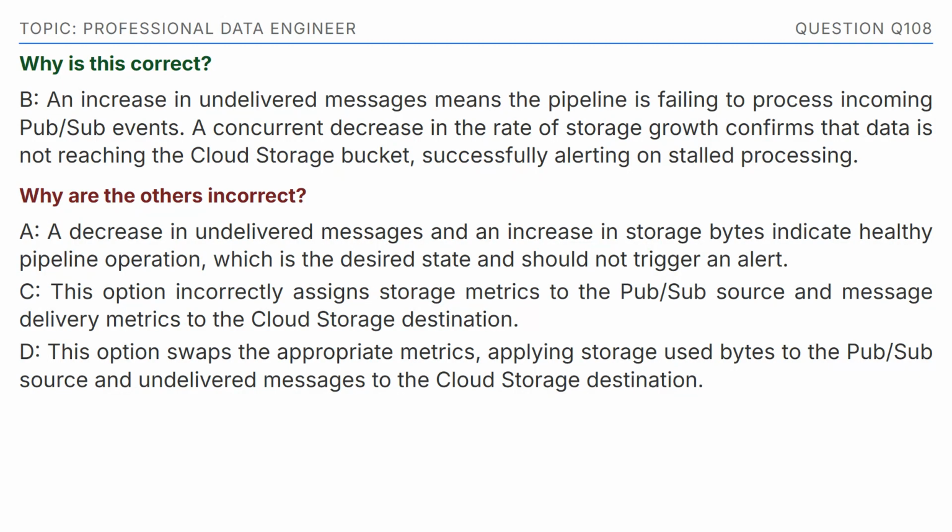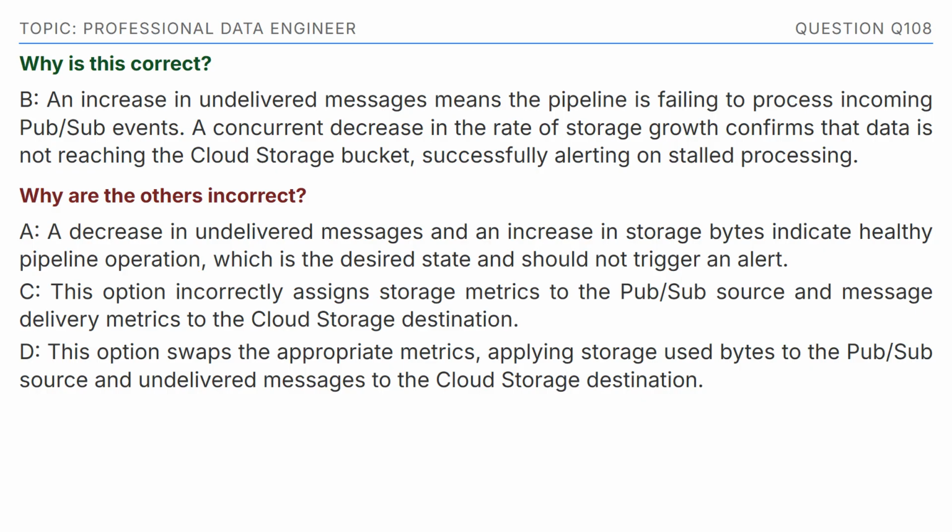B. An increase in undelivered messages means the pipeline is failing to process incoming Pub/Sub events. A concurrent decrease in the rate of storage growth confirms that data is not reaching the Cloud Storage bucket, successfully alerting on stalled processing. Why are the others incorrect?